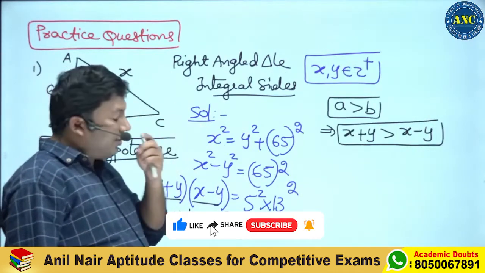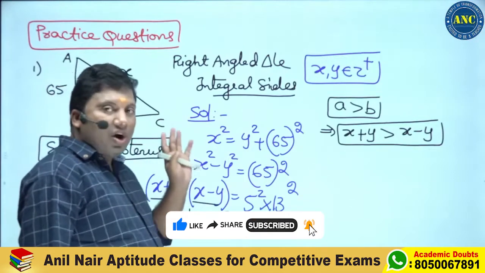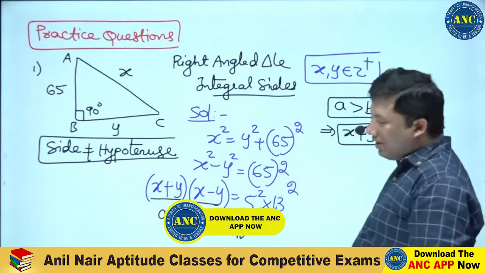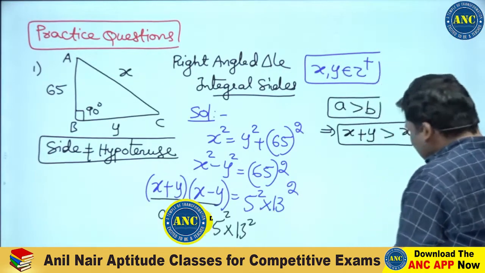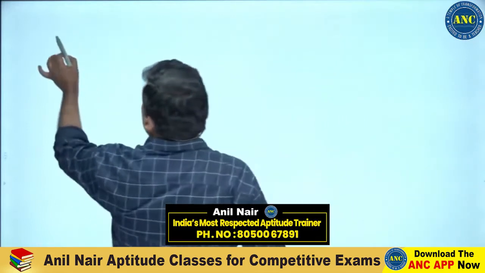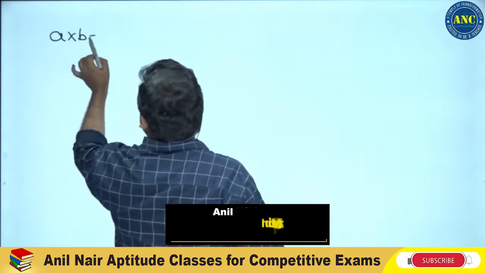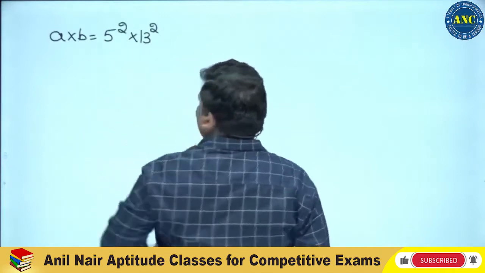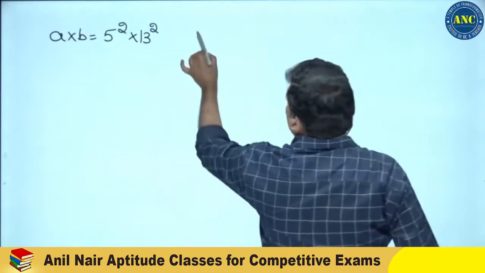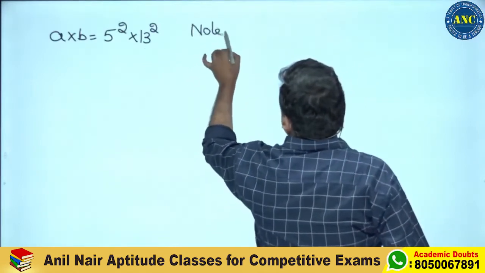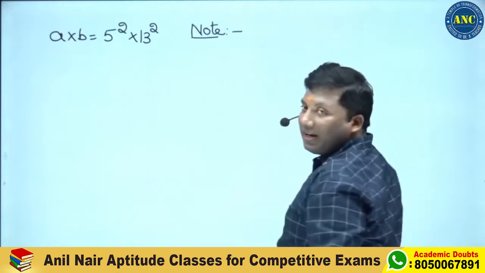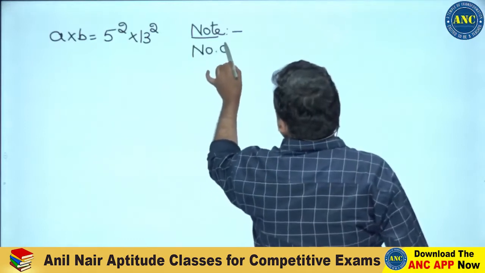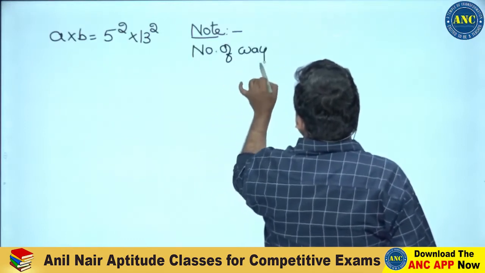First we will do positive integers, then we will do integers. All the cases we will do. So a into b is equivalent to 5 squared into 13 squared. Please listen carefully. This is a fundamentals class, session number 1. Once we understand session number 1, then we can increase the level of difficulty in the next classes.